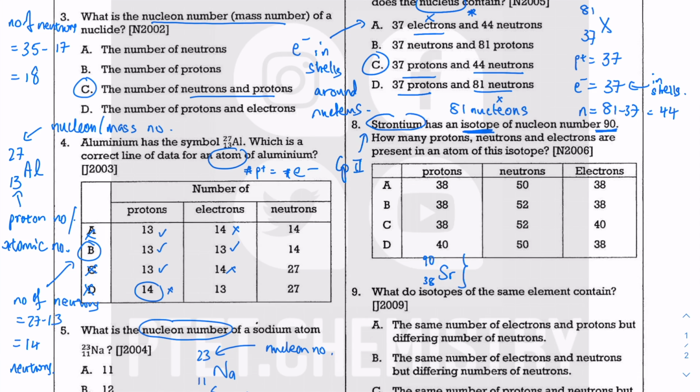So now we have that, we can work out the number of protons is 38 because it's element 38, so D is out. And I have an atom, so therefore the electrons must be equal to the number of protons, which is 38, so C is out. And then the number of neutrons is the nucleon number minus the proton number. So 90 minus 38 is going to give me 52. Alright, so between A and B, only B is correct for all of them.